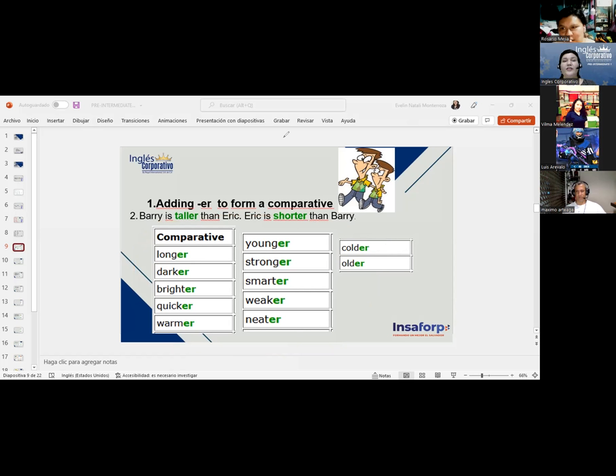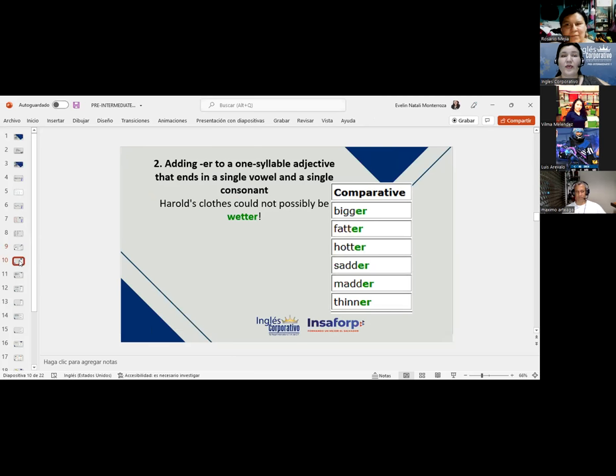And older, right? As you can see here, we have ER for the short adjectives, right? And in this case, we have Barry is taller than Eric, and Eric is shorter than Barry, right? And you have the example here of the boy and the other boy. Here, I have the other rule that you were mentioning. Max, can you help me with this one? What is the rule and what are the examples?